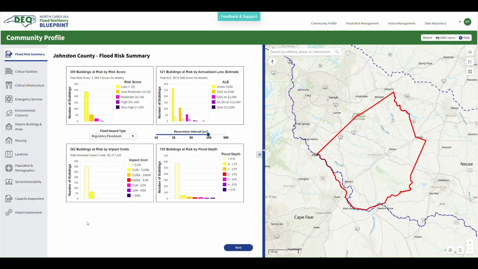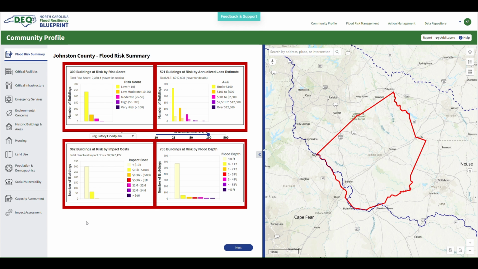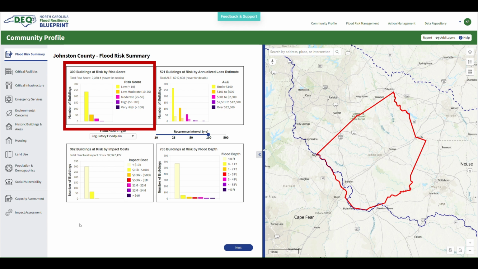The Flood Risk Summary is based on 4 different metrics: risk score, annualized loss estimate, buildings at risk by impact cost, and buildings at risk by flood depth. The risk score is calculated by dividing the annualized loss estimate by building replacement value. This removes cost from the calculation of flood risk, so any 2 buildings of the same size would have the same risk score for the same flood depth.